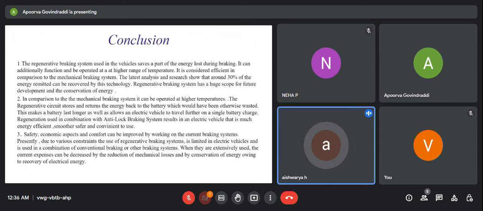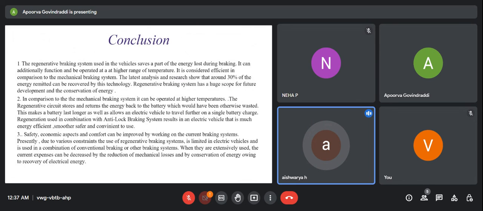Coming to the last part of the presentation, RBS used in vehicles saves energy during braking. The latest analysis and research show that 30% of energy can be recovered. It has huge scope for the conservation of energy. The regenerative circuit stores and returns the energy back to the batteries which would have otherwise been wasted. Due to various constraints, the use of regenerative braking systems is limited in electric vehicles and is based on a combination with the conventional braking system. RBS stores and returns the energy back to the battery which would otherwise be wasted.